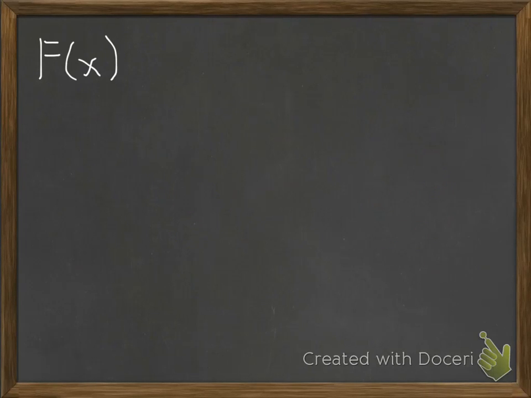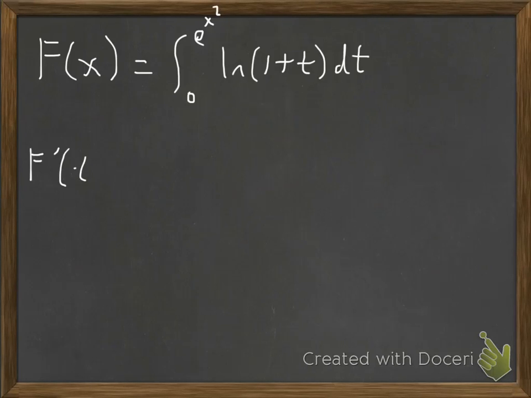We're going to use the second fundamental theorem of calculus to find the derivative of the integral from 0 to e to the x squared, ln of 1 plus t dt. So remember, when we're using the second fundamental theorem of calculus, essentially we're replacing the t with the x. But if it's not an integral from a constant to x, then we have to use the chain rule. So when I take the derivative, put the x back in there.